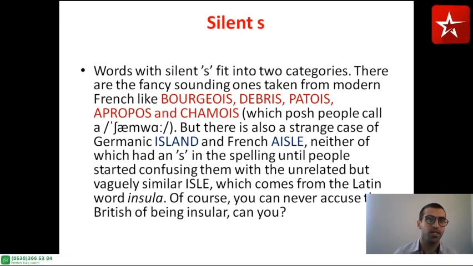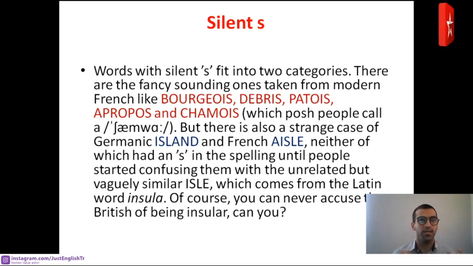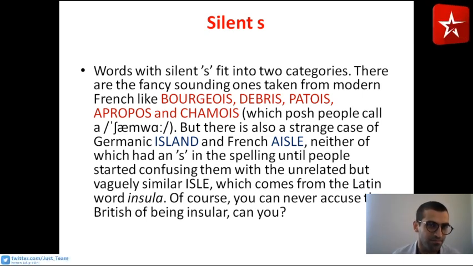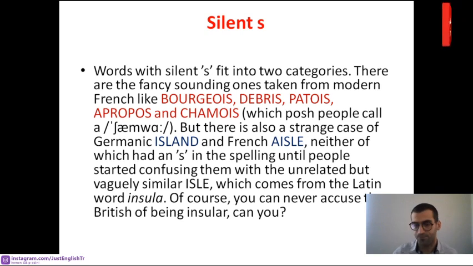But there is also a strange case of Germanic island and French isle, neither of which originally had an S. We don't pronounce S in the word. For example, we don't say Iceland, okay? Island. If you see I-S and L together, we pronounce it like isle: island, isle. In the spelling, people started confusing them with the unrelated but vaguely similar isle, which comes from the Latin word insula. Of course, you can never accuse the British of being insular, can you? Be careful with S, like island, great.